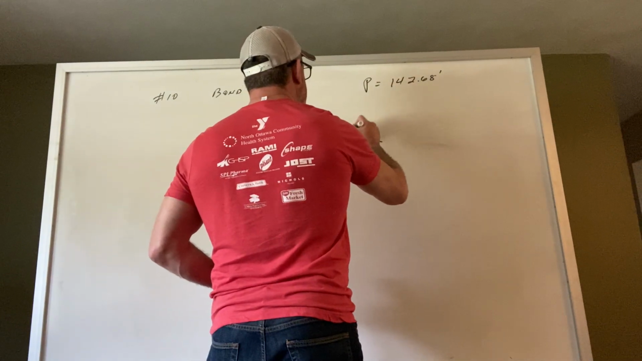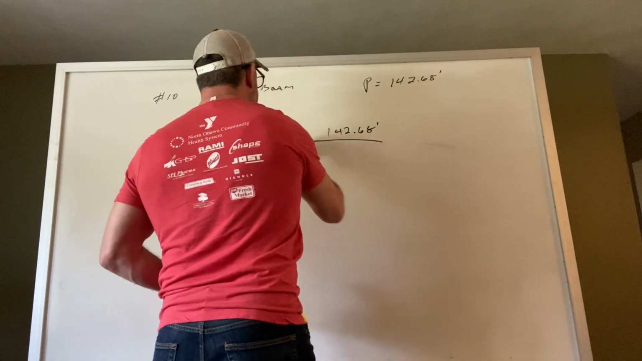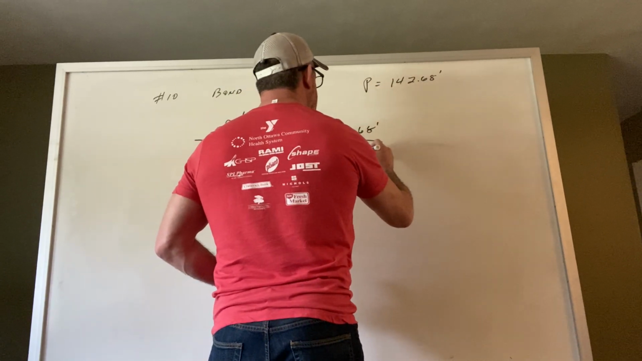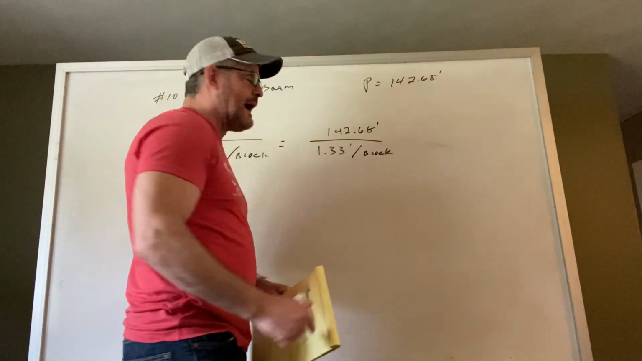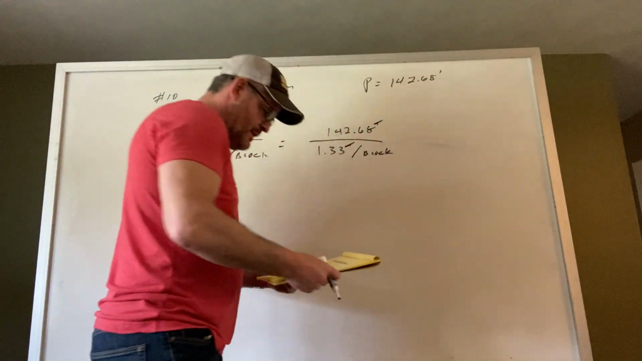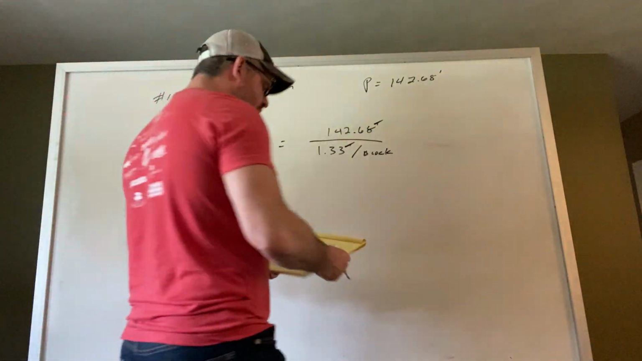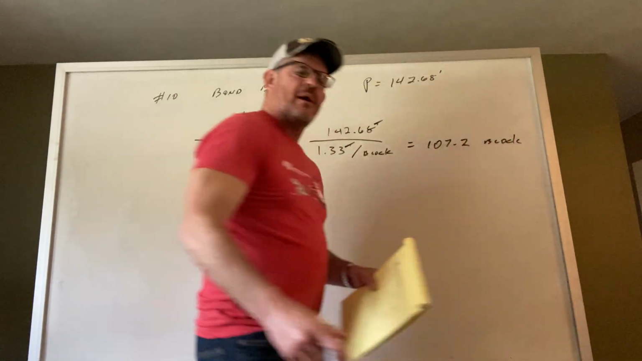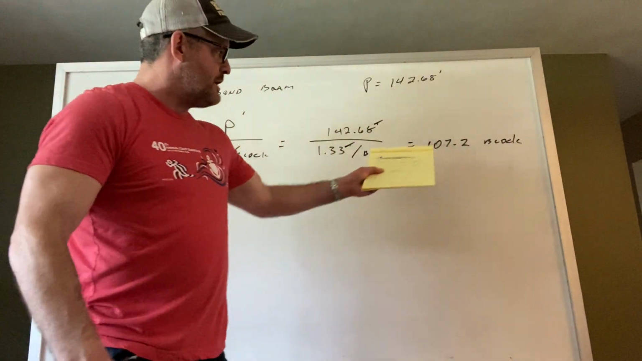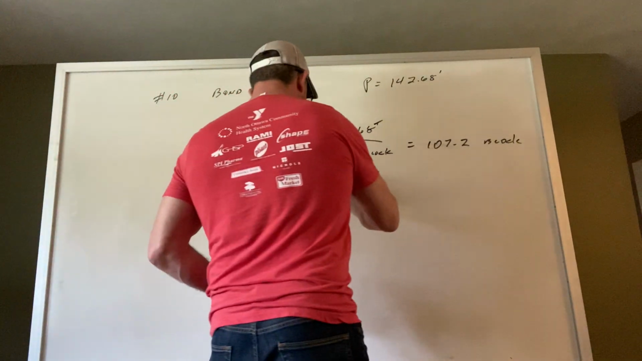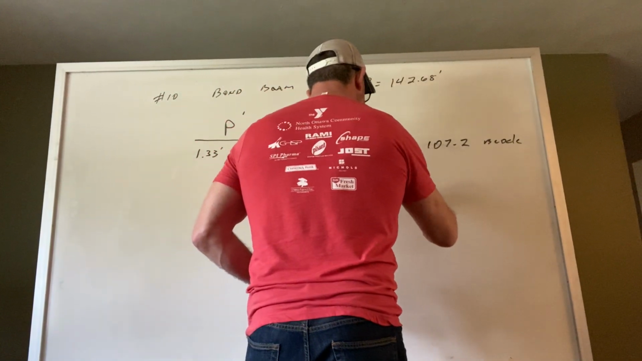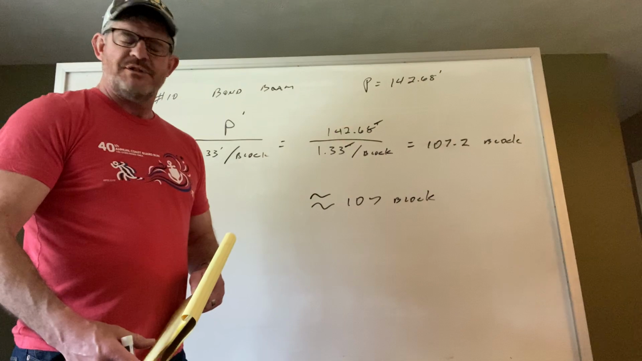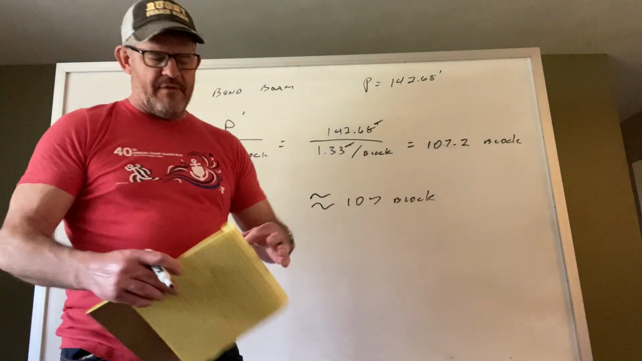I have 142.68 feet, which is my perimeter, divided by the length of a block, 1.33 feet per lintel block, or per block. So we cancel out our feet, and we get 107.2 block. Again, I could round that either way, 107 or 108 block. We will say this time that we have 107 block. And I would give you credit for either way, if you said 108 or you said 107. But we'll use 107 block.